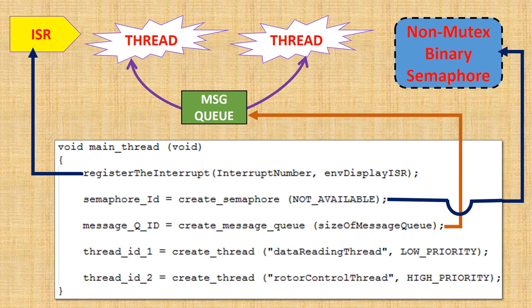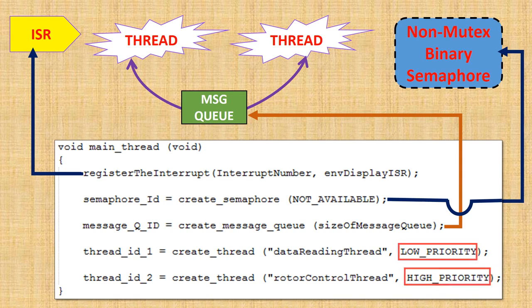Then create two threads, one which reads and decodes data from the input device, that is a remote controller in this example, and another thread which controls the four rotors. So we have created two threads, one which reads and decodes data from the input device and the other which controls the four rotors on the quadcopter.